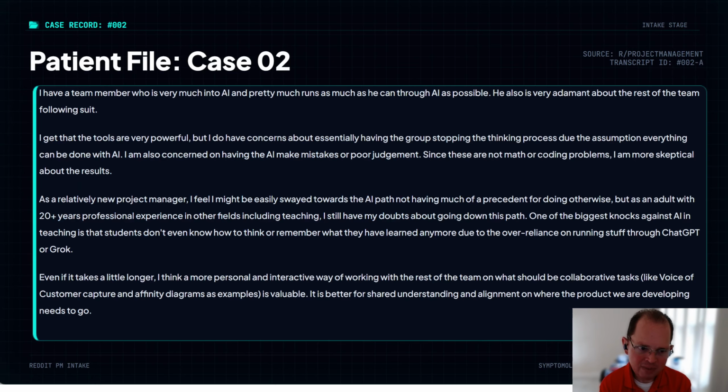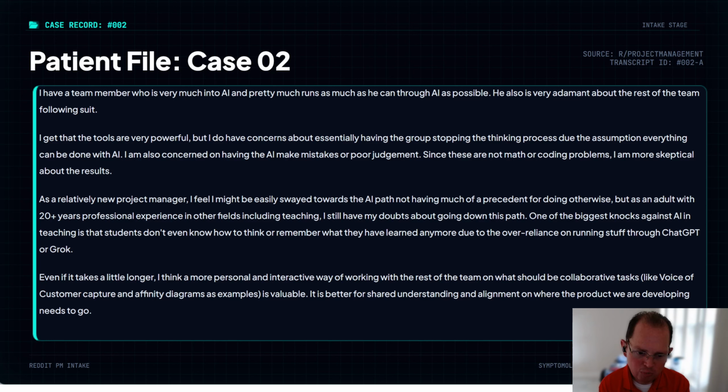So I will read this one. I have a team member who is very much into AI and pretty much runs as much as he can through AI as possible. He also is very adamant about the rest of the team following suit. I get that the tools are very powerful, but I do have concerns about essentially having the group stopping the thinking process due to the assumption that everything can be done with AI. I'm also concerned on having the AI make mistakes on poor judgment. Since these are not math or coding problems, I'm more skeptical about the results.